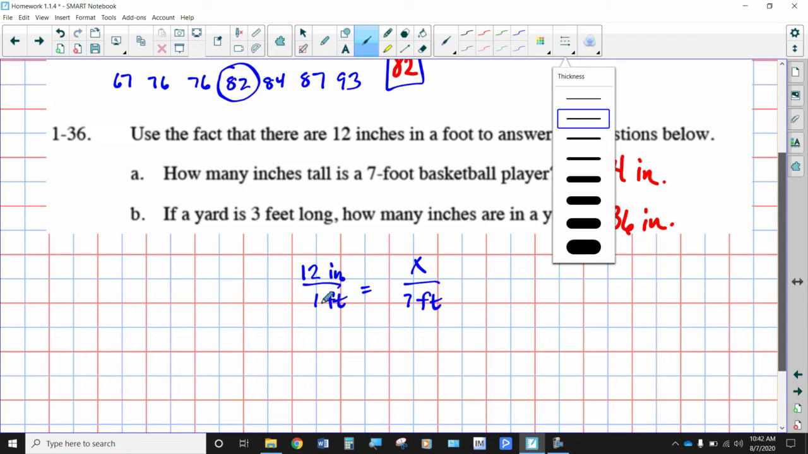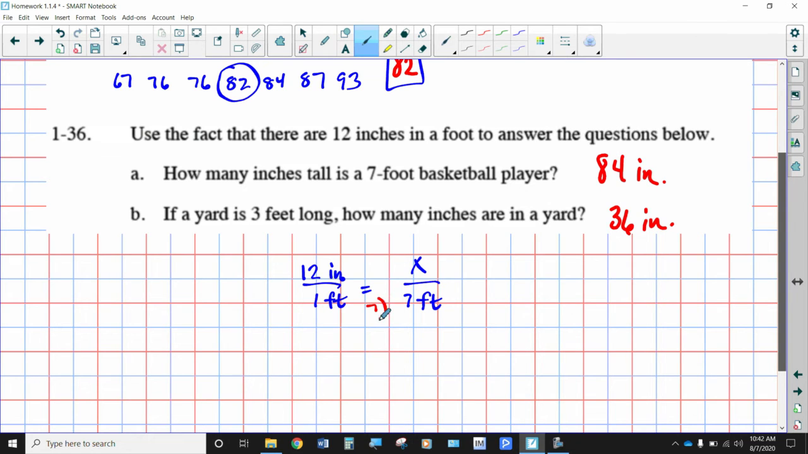What would you multiply times 1 to give you 7? That would be 7, correct? So we have to multiply 12 times 7 to get this answer. Okay, and then the same thing applies here for 12 inches over 1 foot. If we know that you've got 3 feet, then you multiply 1 times 3, so 12 times 3 is going to give you 36 inches.